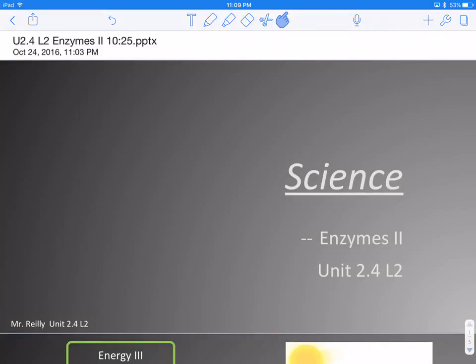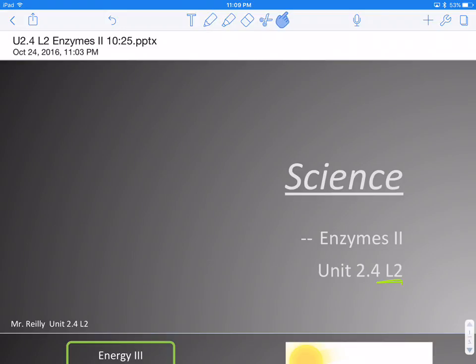Hey guys, welcome to our lecture today. It is on enzymes. It's our second one in this unit, as you can see right here. And today what we're going to be talking about and going into is basically a little bit more on energy and then what the structure of an enzyme actually looks like.